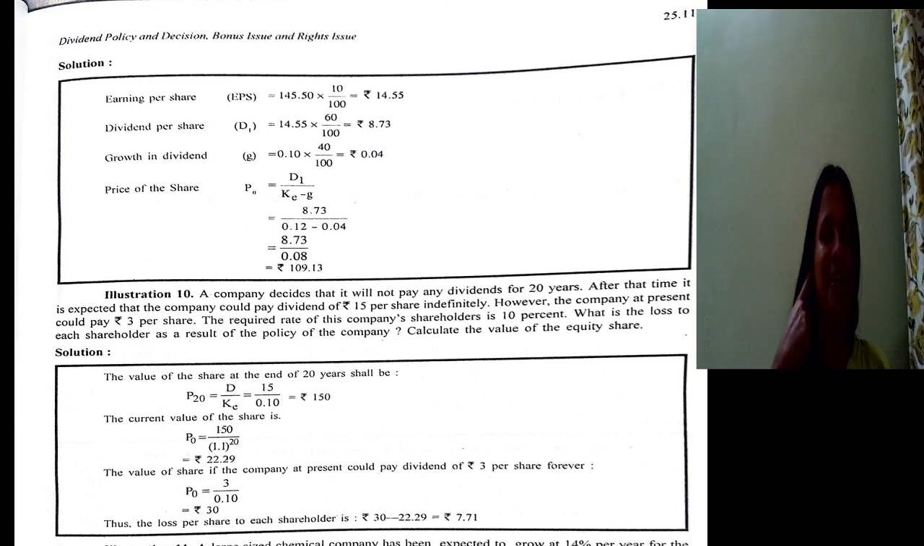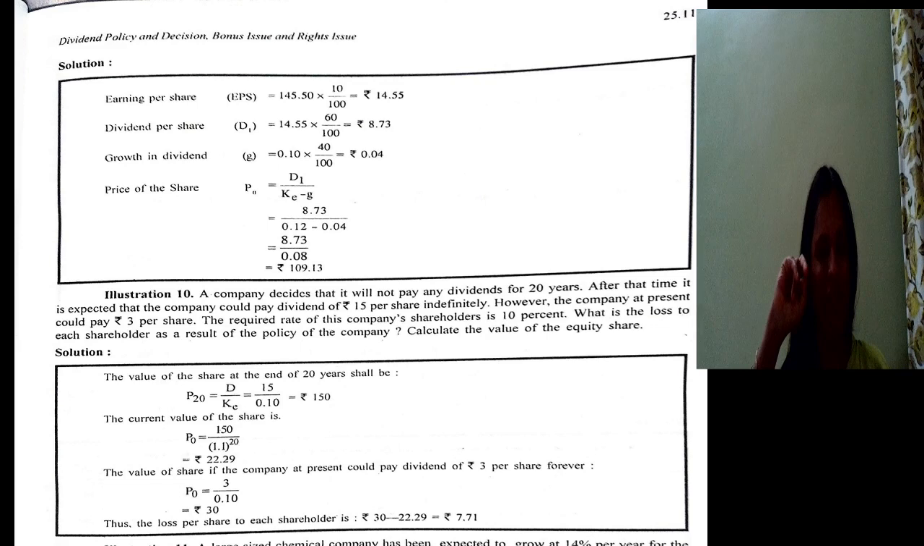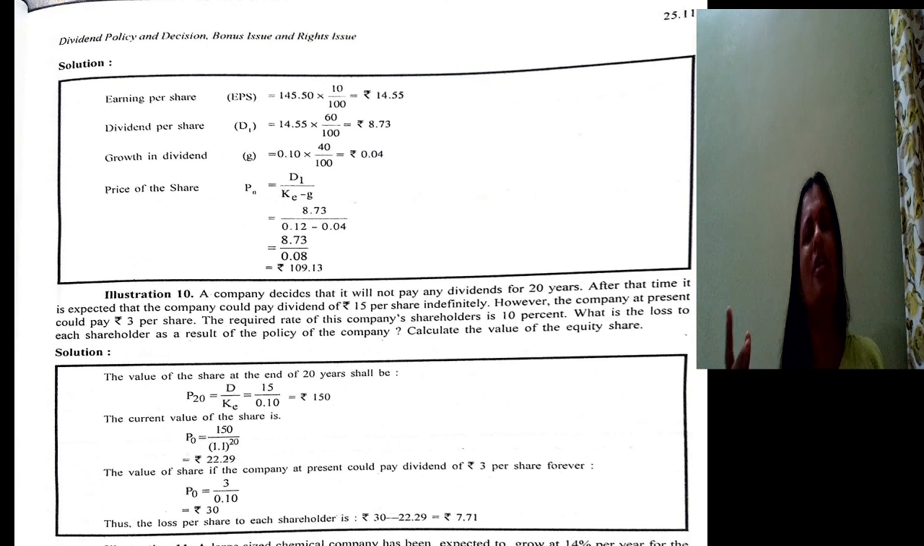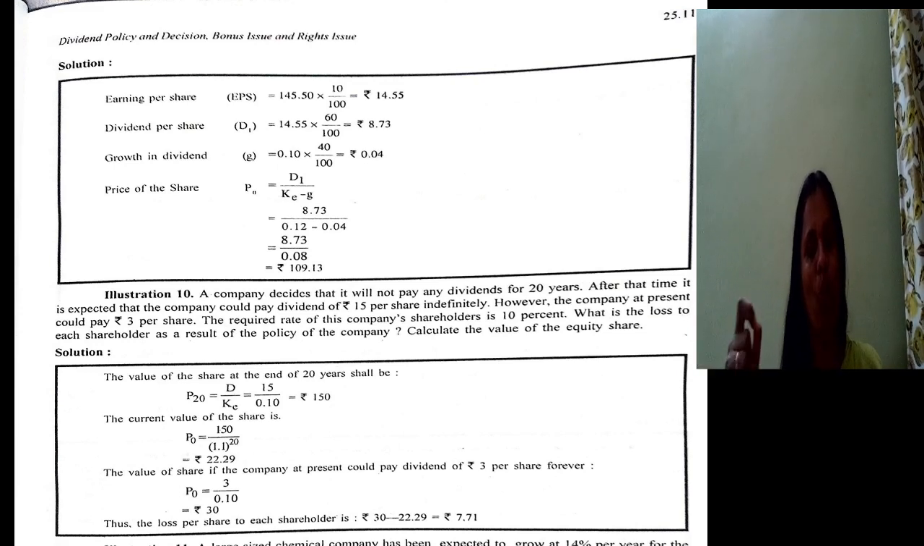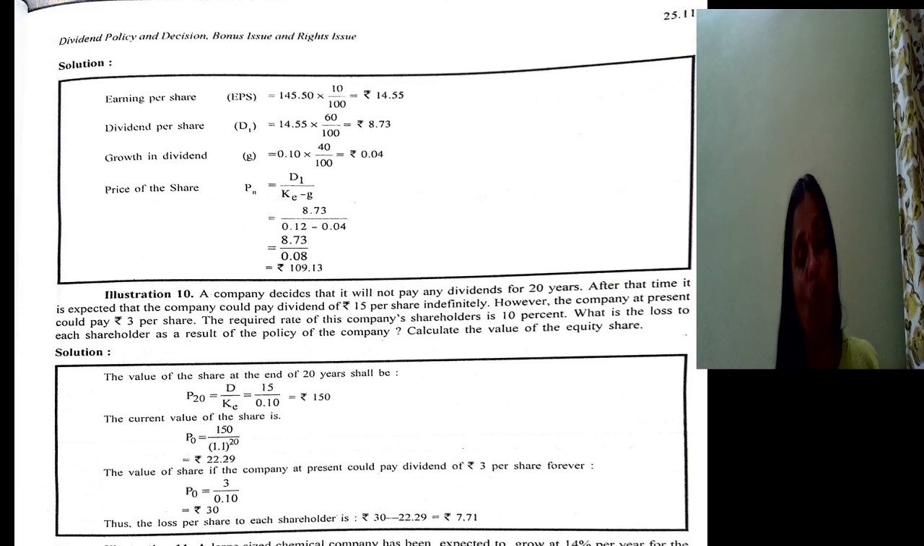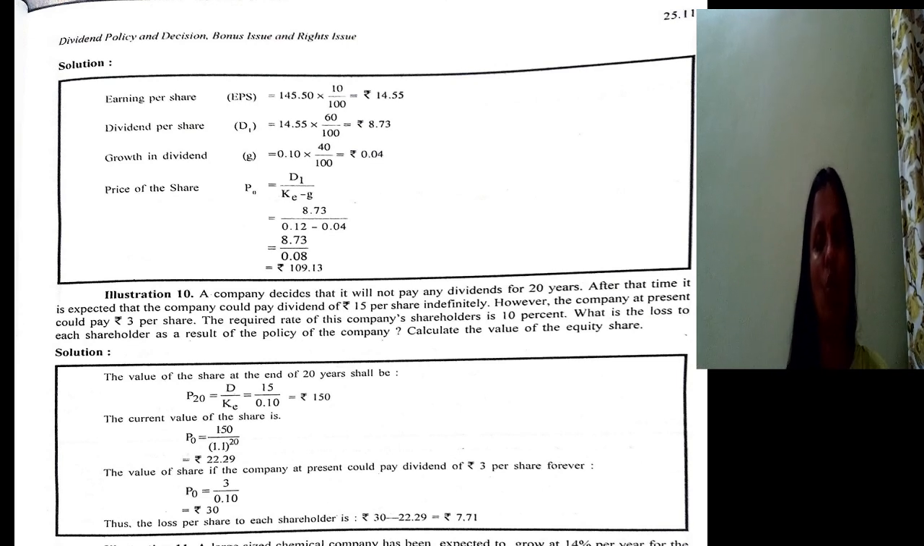So this is present value, you might have remembered. We calculated NPV. I think you may remember that. So how to calculate NPV? Present value of cash inflow minus present value of cash outflow. So now we want to know the present value. Present value is equal to value at the end of 20th year divided by 1 plus K to the power 20. So 1 plus K means 1.10, or 1.1 to the power 20. So the value will become 22.29 rupees.